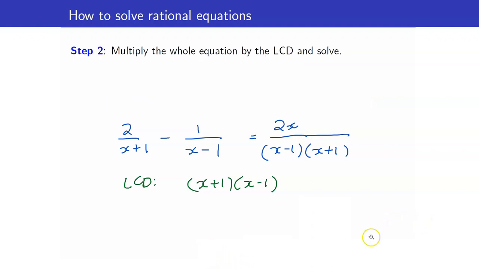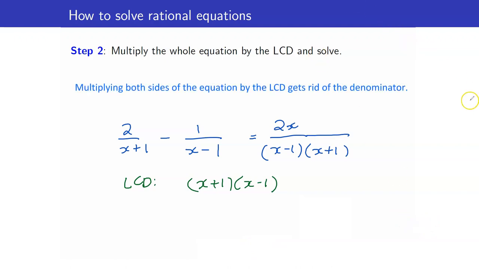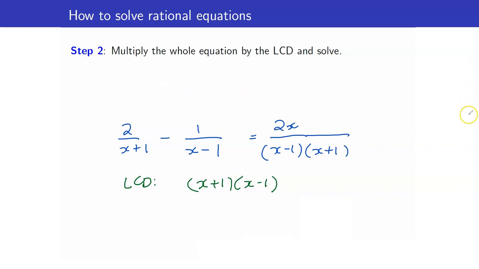Second step is to multiply the whole equation by the LCD and we may now solve for x. Why do we want to multiply the whole equation by the LCD? So that we can get rid of the denominators. We do not want to work with equations which involve denominators. So that's why we multiply it by the LCD.